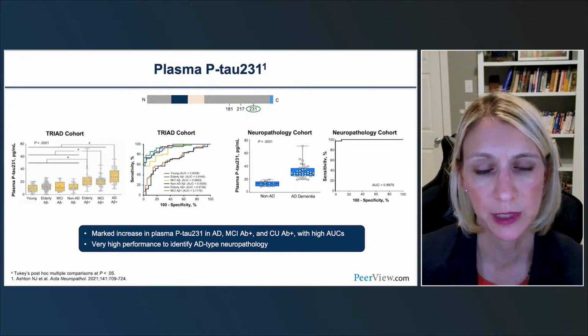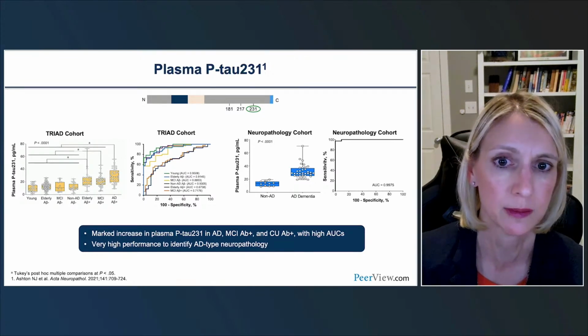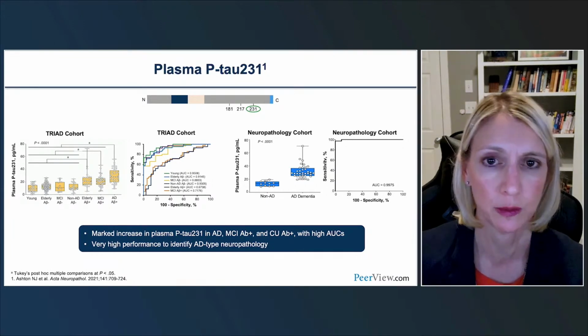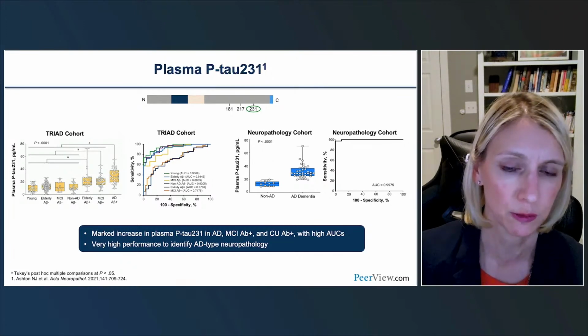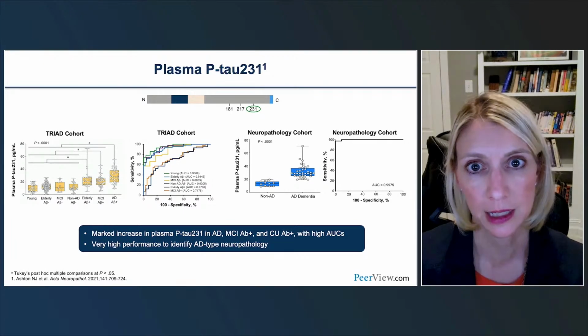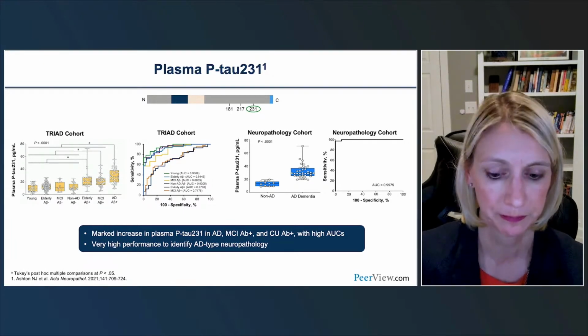I think the one potential advantage of 231 over the others is that there are some studies suggesting that this isoform might change a little bit earlier than 181 or 217. However, additional research will be needed to further understand that. And here again, 231 is not commercially available at this time.